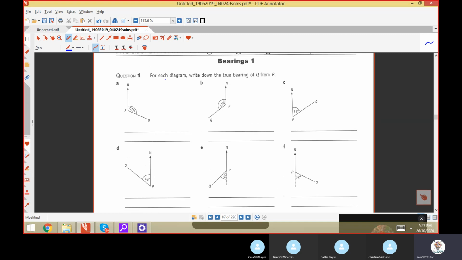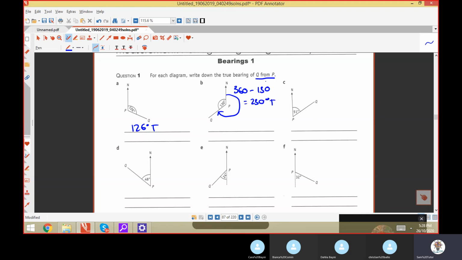So in this case, it says, for each diagram, write down the true bearing Q from P. Okay, so if it says Q from P, oh, this one's easy. This one's just straight up 126. So the angle is 126 degrees T. Q from P, that's this thing here. So that's 360 minus 130, gives you 230 degrees T.